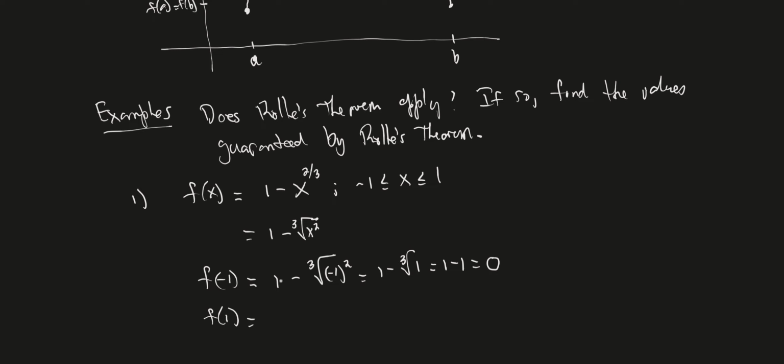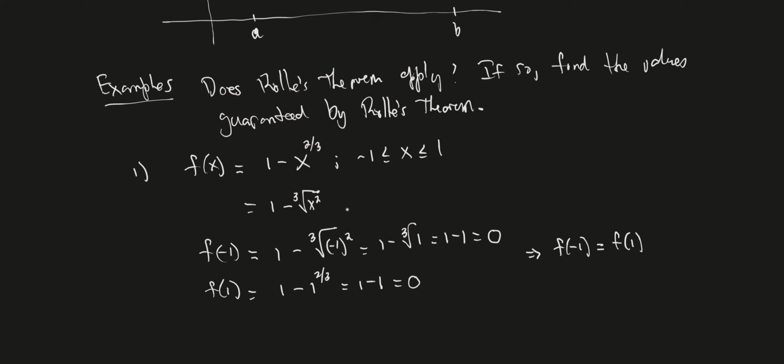So if we evaluate this function at 1, then it's going to be 1 minus... Now if I use the original form of the function, it's 1 to the 2/3. 1 to the 2/3 is equal to 1. 1 minus 1 is 0. So this implies that yes, f of -1 is equal to f of 1, right? So we have that the function values are equal at that endpoint.